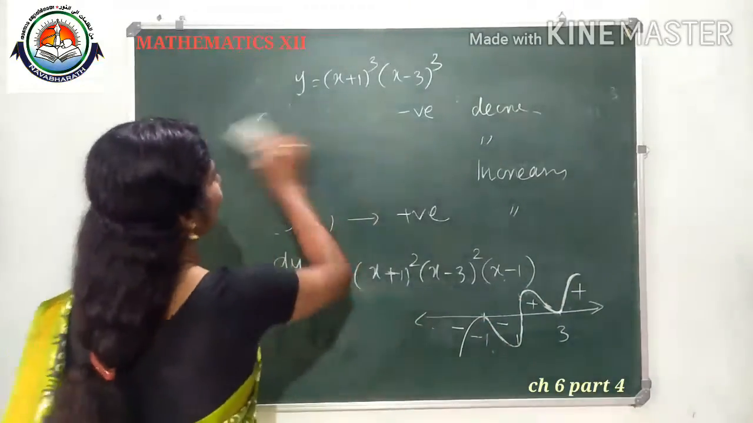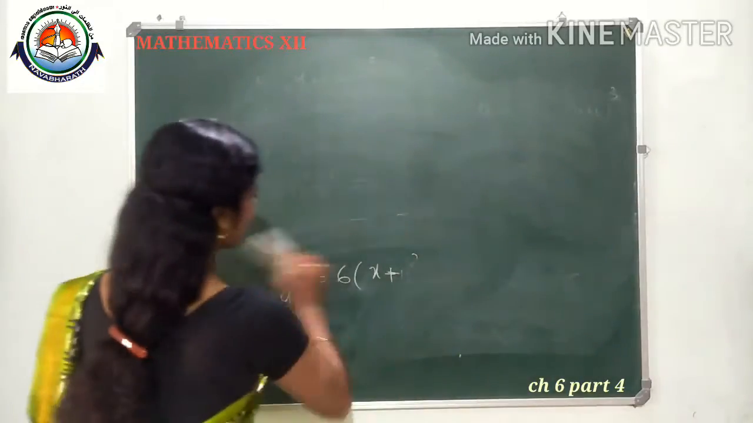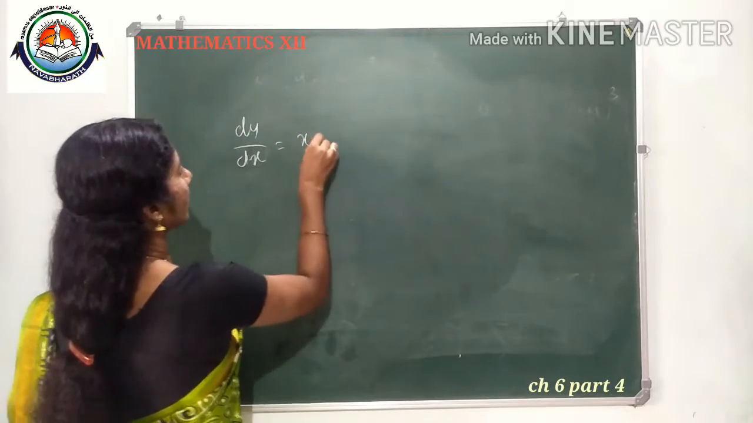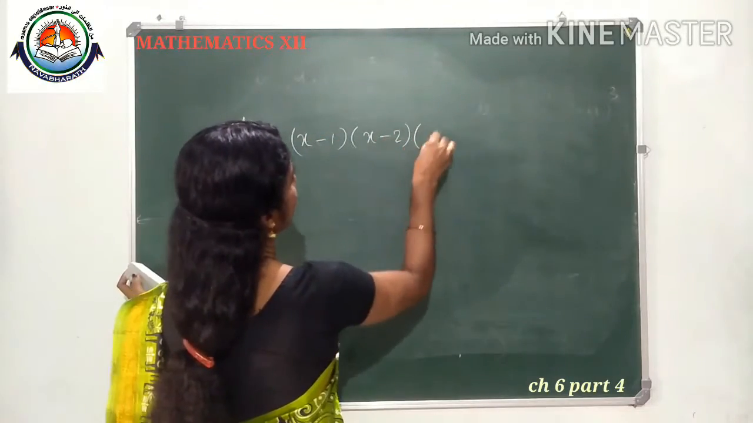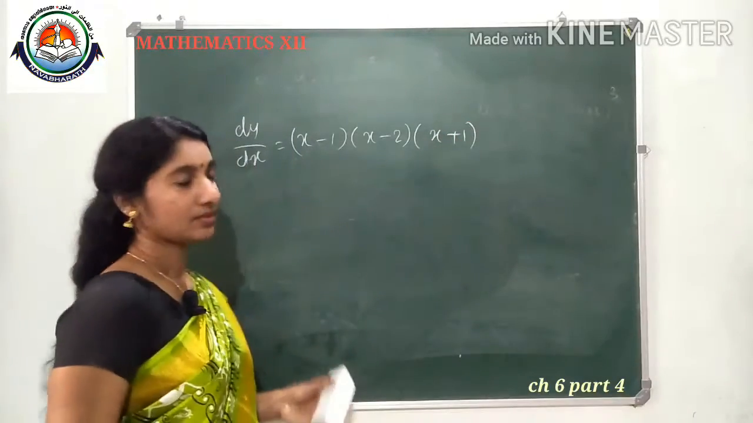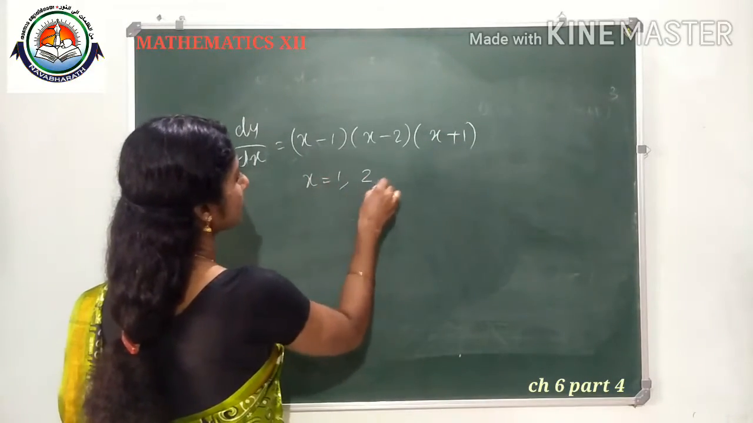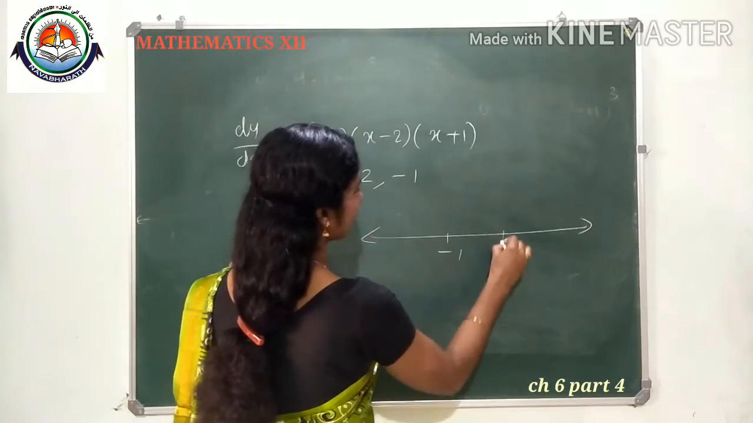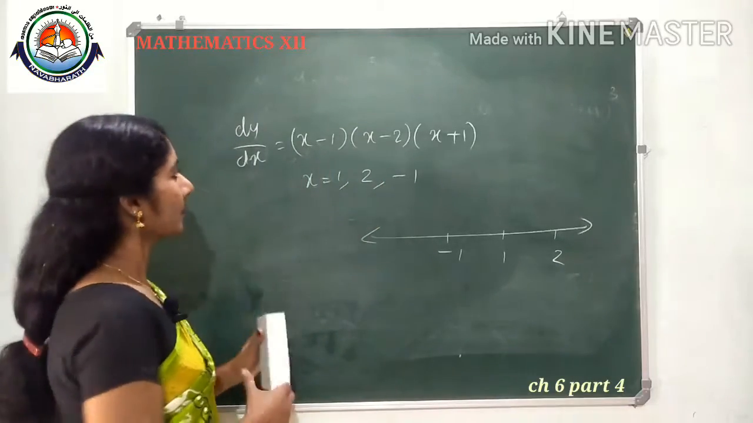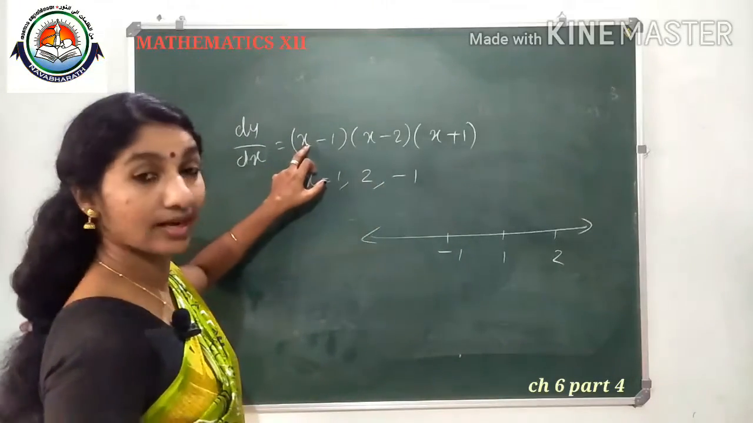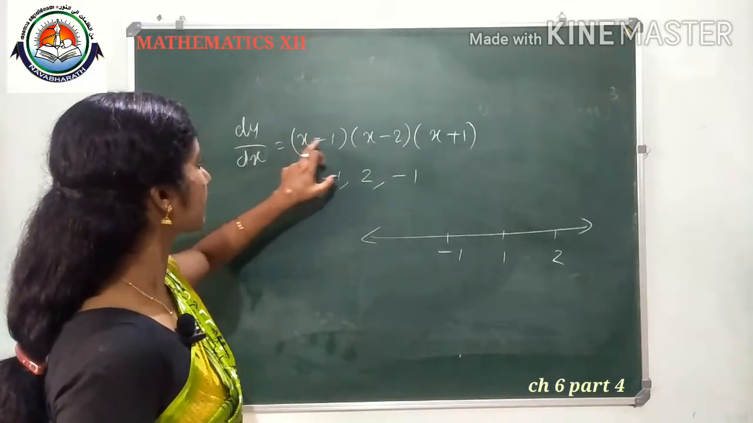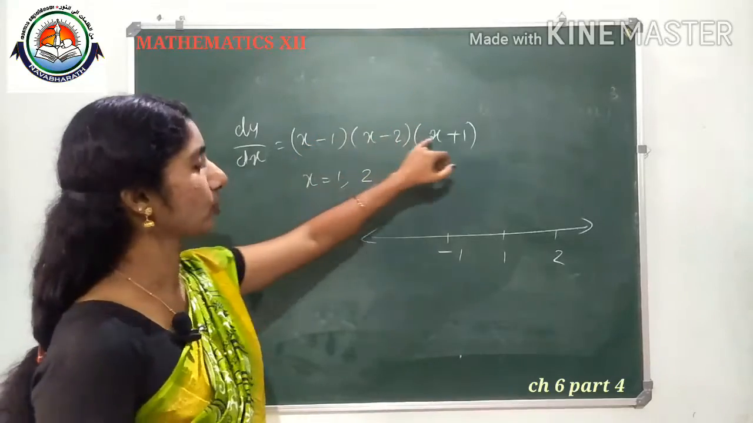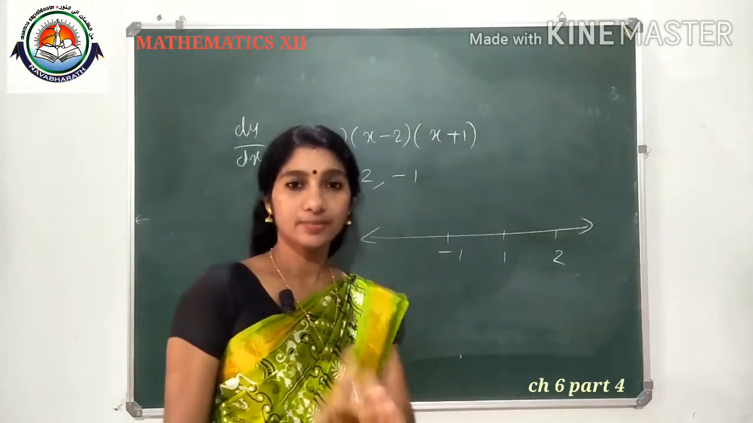I will tell you one more example, not the full problems, one example. See, suppose we got dy by dx is equal to (x minus 1) into (x minus 2) into (x plus 1). So the points are x equal to 1, 2, minus 1. We are getting the critical points x equal to minus 1, 1, 2. Then see what is the coefficient of the highest degree term: x into x into x, x cube will come when you are expanding it. X cube's coefficient is 1. It is a positive number.